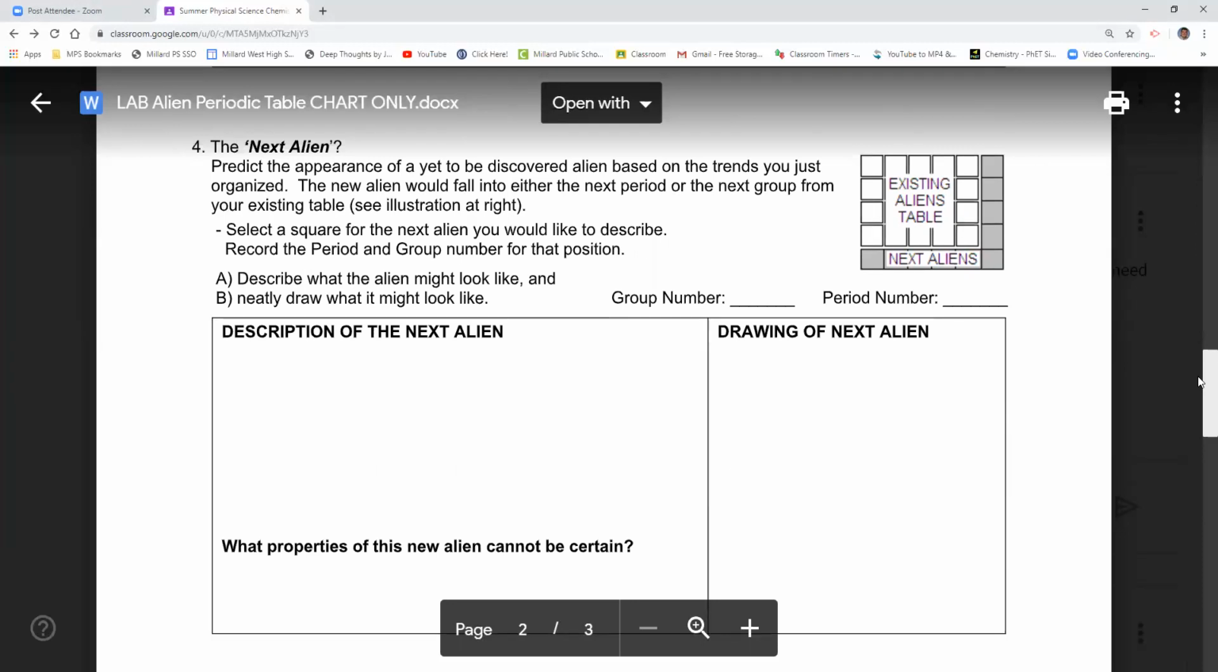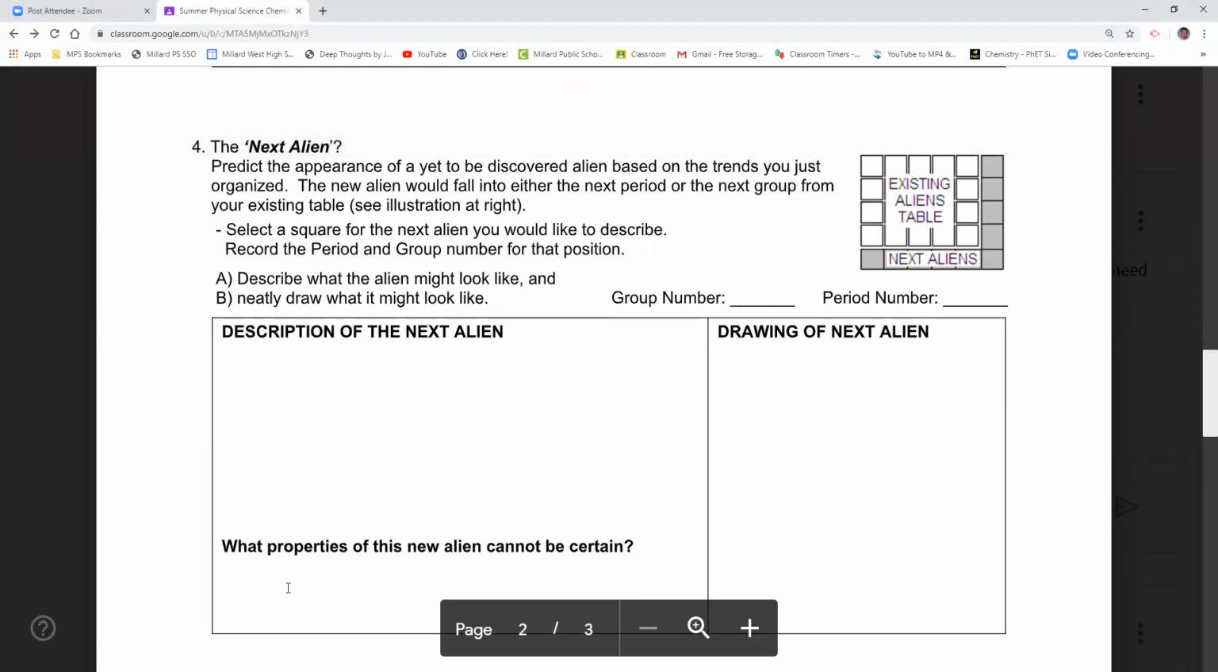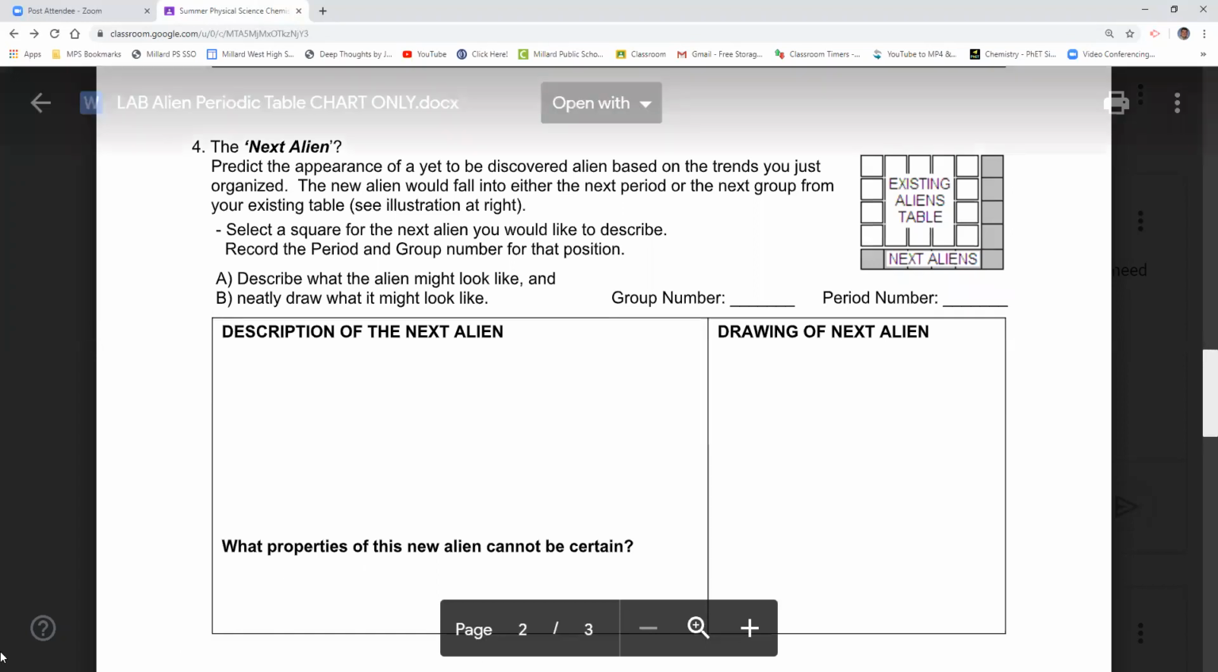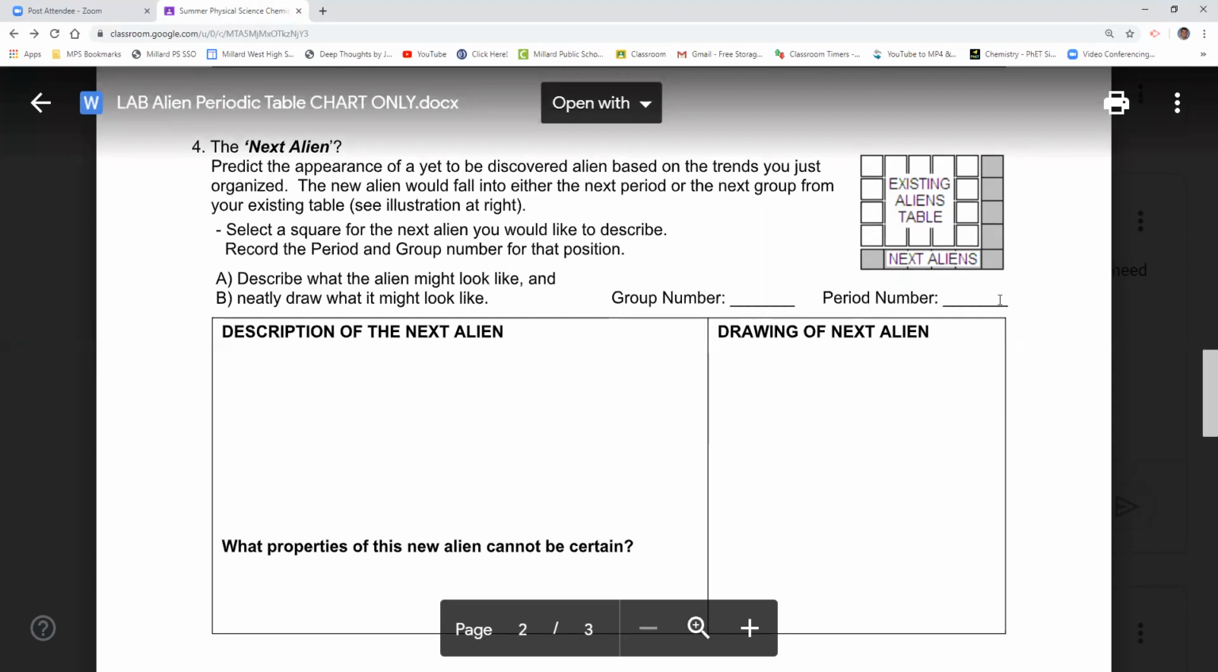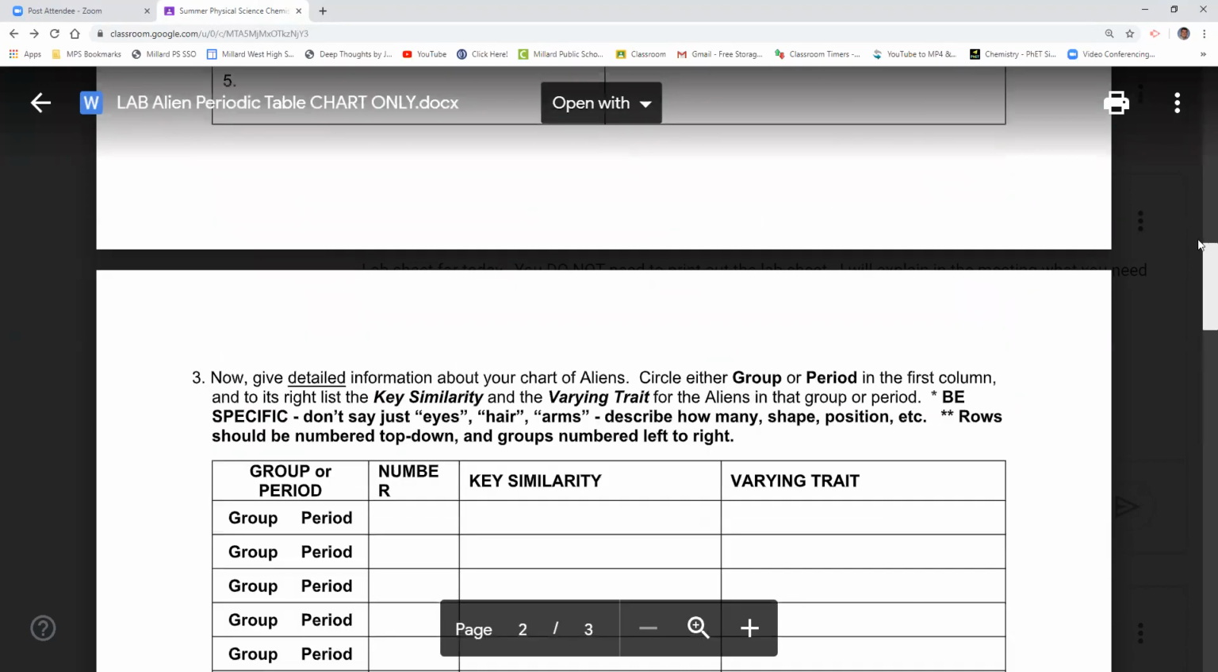That's like what we just did, where we are predicting the appearance of an alien that is not in our table. So it's an outlier, but there still are some things you're going to know, and there are things you won't be able to know. After we build our table, I'll do one as an example. You cannot copy that one, but you can do any of the other ones you would like, so everyone will have a little bit of variance. You have to tell me what group it lives in, which vertical column, and which period, which horizontal row, because that'll affect your final answer. That's what we're cranking on today.